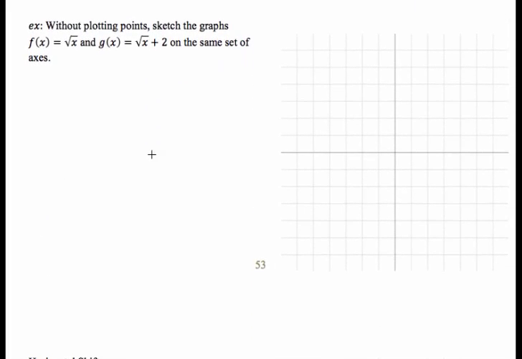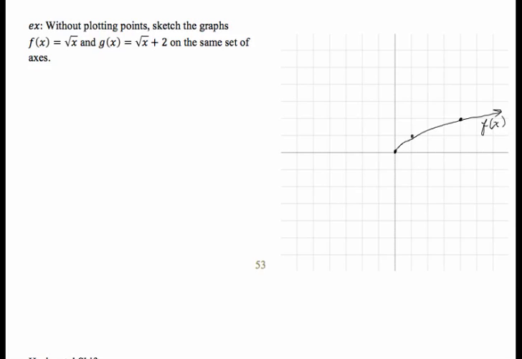Let's do a similar example. Without plotting points, so no t-charts, sketch the graphs of f of x equals square root of x and g of x equals the square root of x plus 2. So we'll start with f and the square root of x. Now the points I'm going to plot are 0, 0, 1, 1, and 4, 2 because those were the easy points. So there's f of x equals the square root of x.